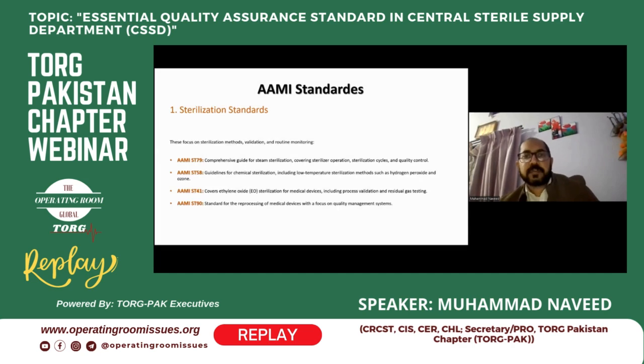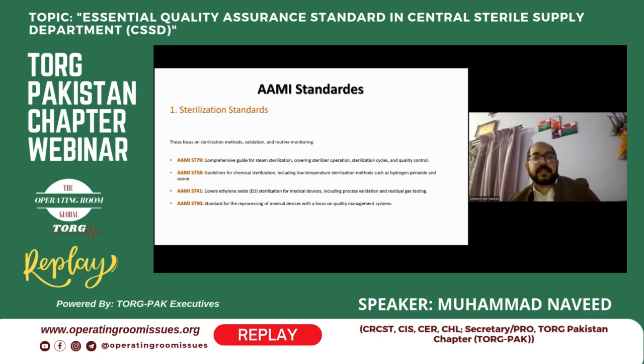The second most important thing is the AAMI standards. AAMI standards focus on sterilization method, validation, and routine monitoring. AAMI ST79 is a comprehensive guide for steam sterilization, covering sterilizer operation, the sterilization cycle, and quality control. When we look at that guideline, it covers steam sterilization only. If we are going for chemical and low temperature sterilization, we have to follow the AAMI ST58 guidelines, which cover chemical sterilization, including low temperature sterilization methods such as hydrogen peroxide and ozone.